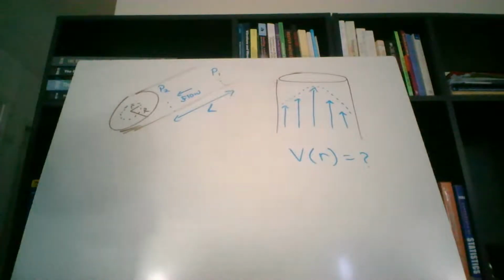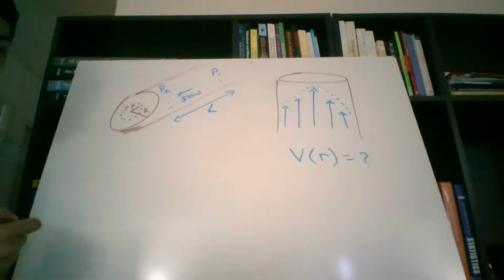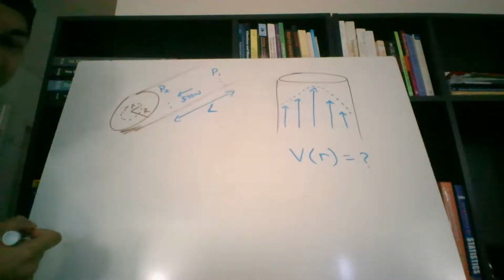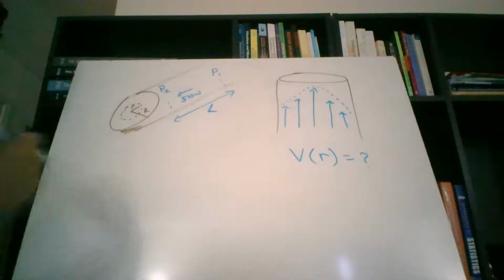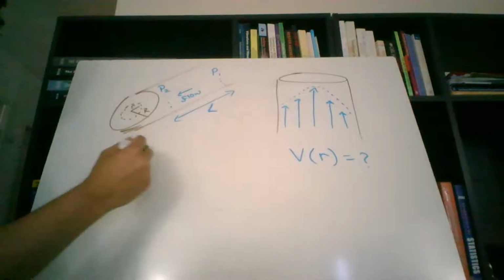All right. I need a different color. There it is. So how are we going to come up with an equation for velocity as a function of position? This is going to be Poiseuille, I believe that's the French guy's name. Poiseuille's law is what we're going to be deriving. And we're going to start by talking about the pressure.